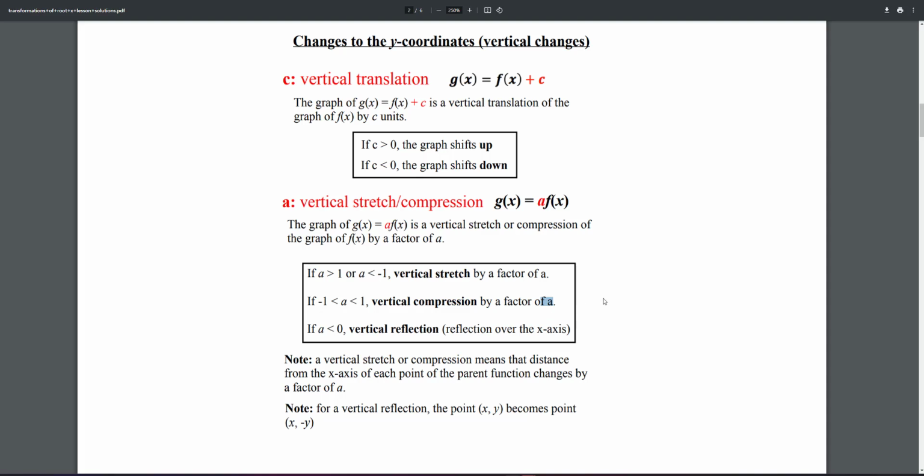And if your A value, let's say, was negative 0.8, the negative doesn't change whether it's a stretch or compression. The negative just adds a vertical reflection, and because 0.8 is less than 1, it's a vertical compression. So if your A value was negative 0.8, you would write: vertical compression by a factor of 0.8 and a vertical reflection over the x-axis.